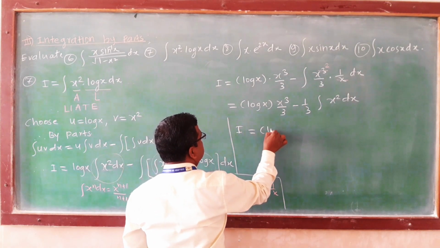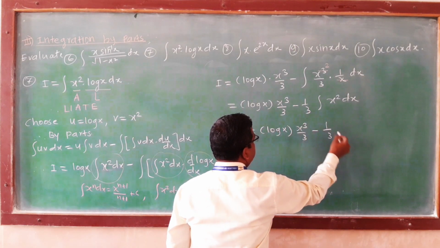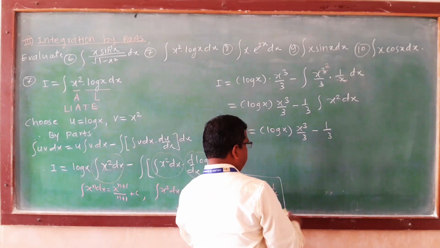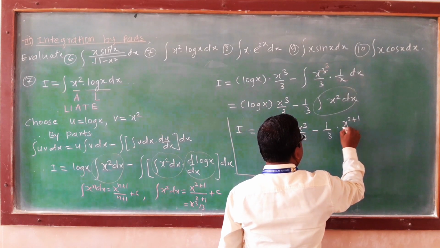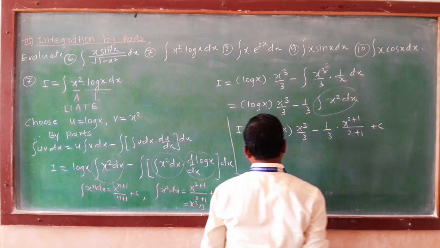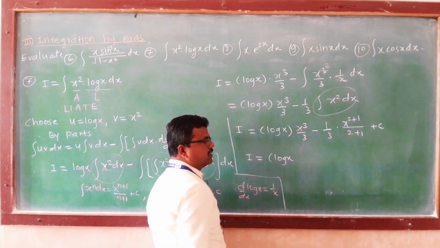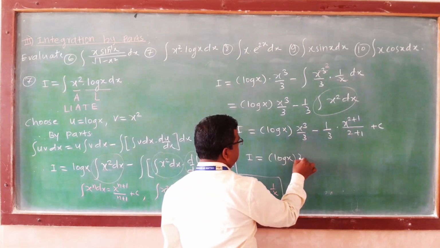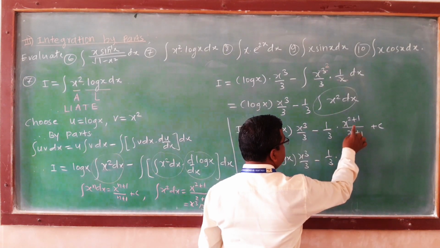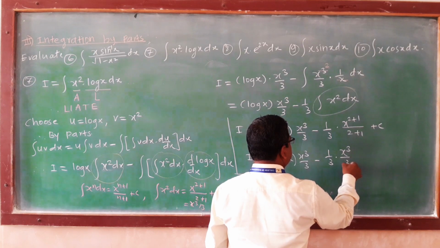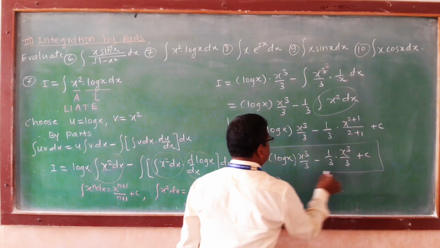Therefore I is equal to log of x, x cube upon 3, minus 1 upon 3 times the integration of x square, which is x raised to 2 plus 1 upon 2 plus 1 plus c. So finally we get I is equal to log x into x cube upon 3 minus 1 upon 3 times x cube upon 3 plus c. So this is the required integration.